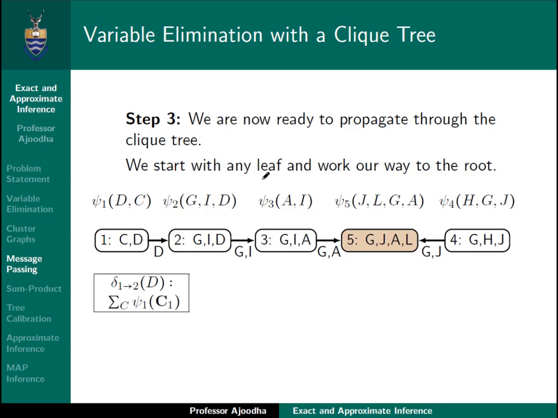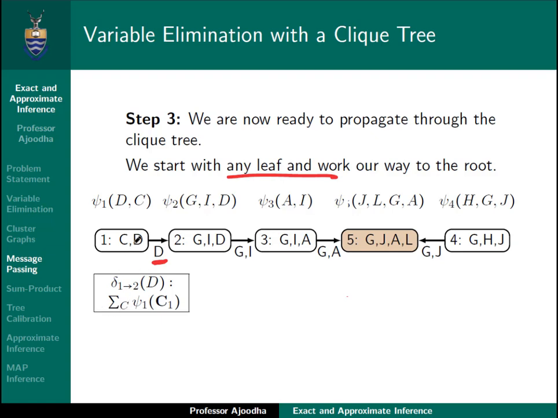We start off through the leaf, any leaf. Here, we're going to send a message from 1 to 2. This message is going to have the subset D, because we need to have the subset D when passing that message across.